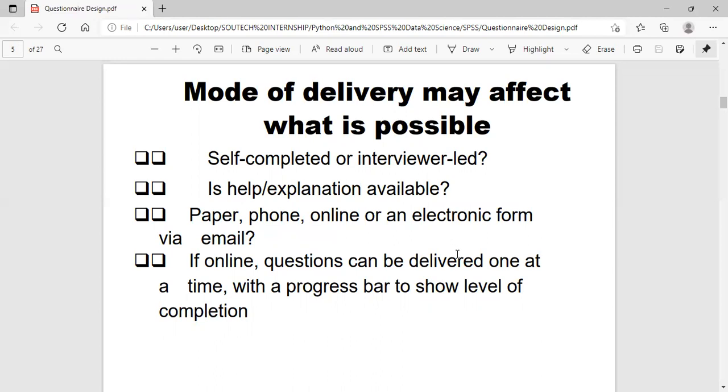Next, surveys can be given by paper, phone, online, or as an electronic form via email. These are the different ways that surveys can appear. If online, questions can be delivered one at a time with a progress bar to show level of completion.